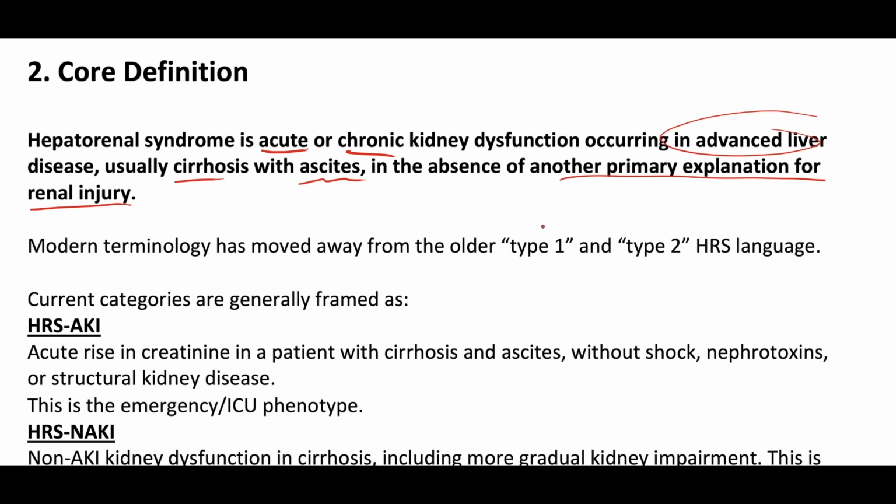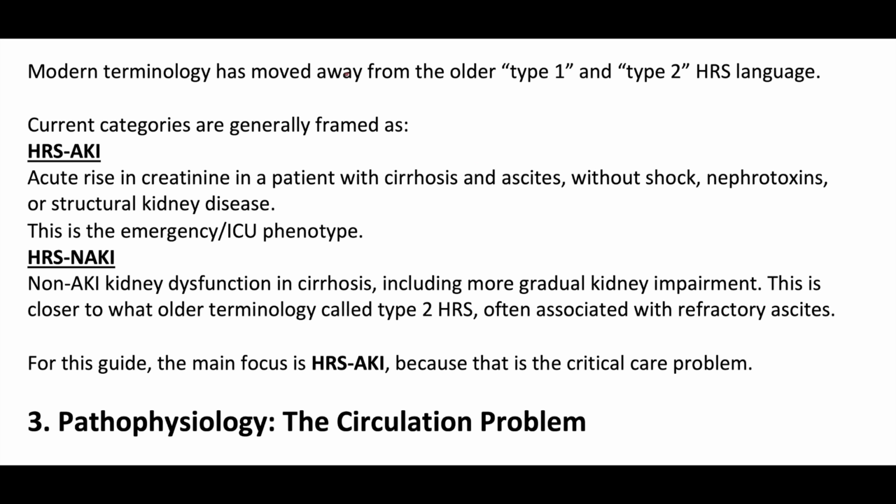This is acute or chronic kidney dysfunction in advanced liver disease, often cirrhosis, in the absence of another primary explanation for that renal injury. In the old terminology, the terminology that we learned, there were two different subtypes of HRS that they called type 1 and type 2. We have veered away from that now, and the current categories are HRS-AKI and HRS-NAKI instead of type 1 and type 2. Depending on when people trained and how up to date they are, people still use the terms type 1 and type 2, but the more formally endorsed terms now are HRS-AKI and HRS-NAKI.